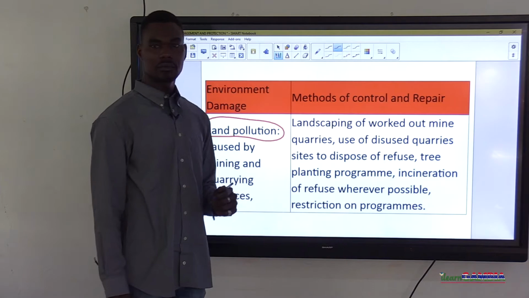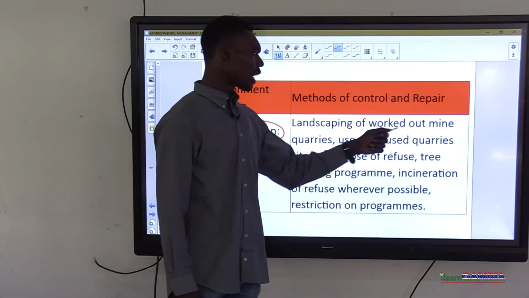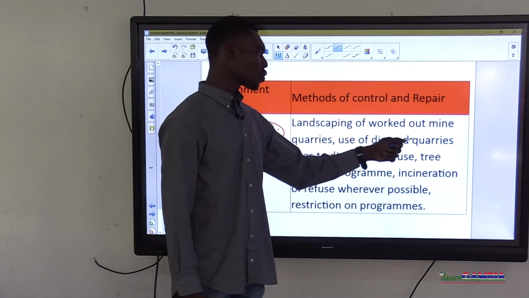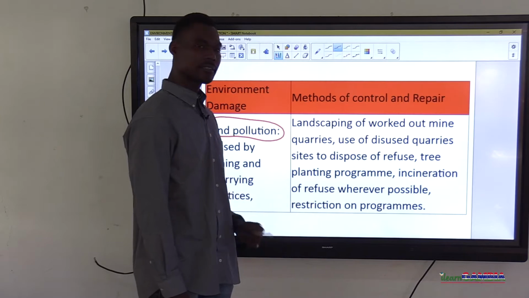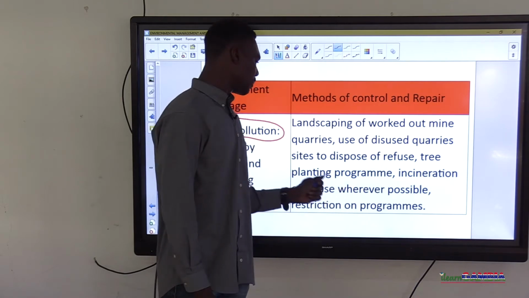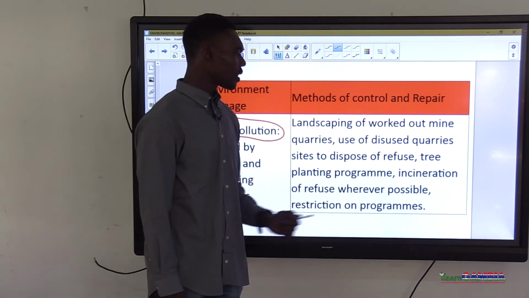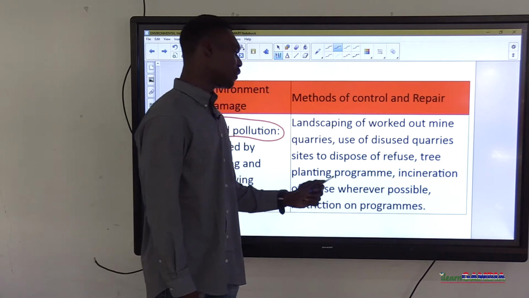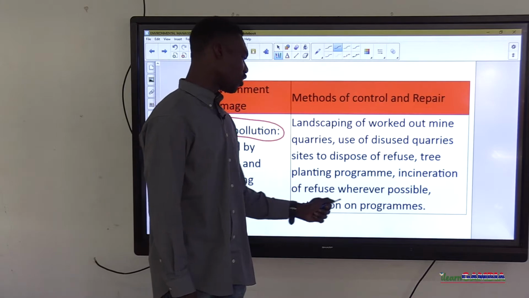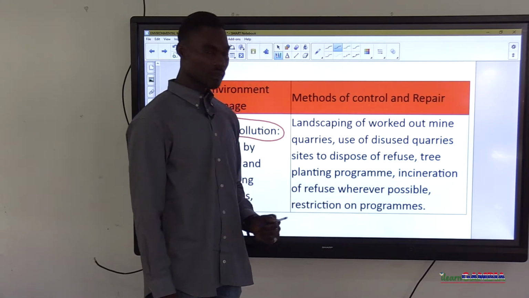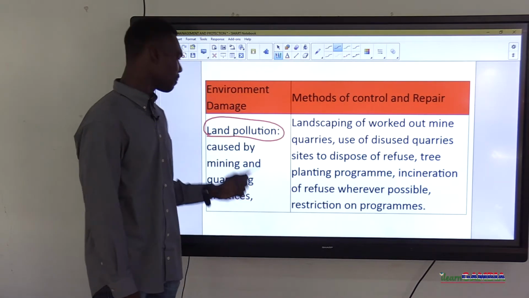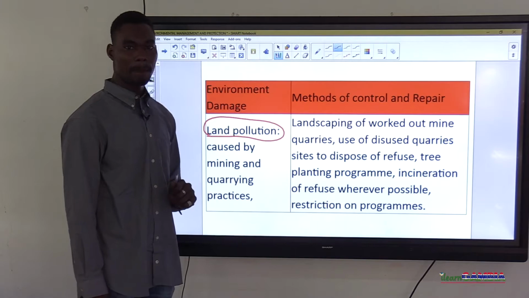Land pollution. Landscaping of worked-out mine quarries, use of disused quarry sites to dispose of refuse, tree planting program, incineration of refuse wherever possible, restriction on mining programs. Okay, these are also important ways we can use to control and repair land pollution.